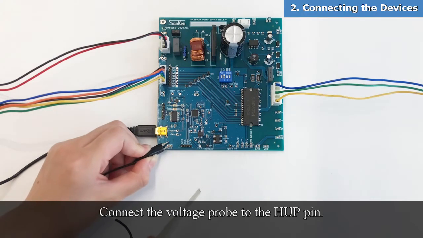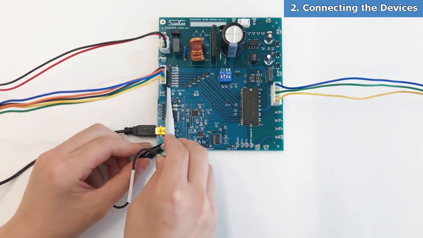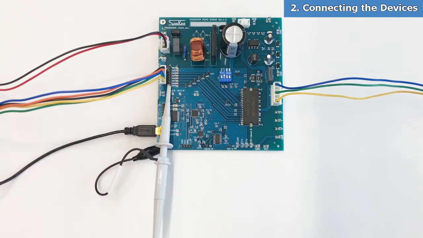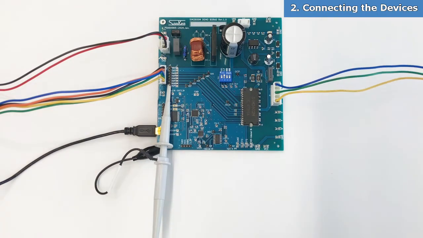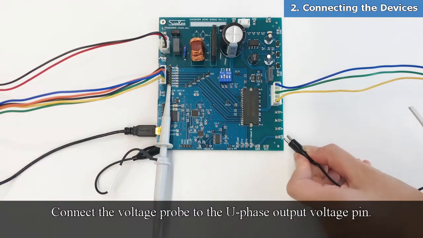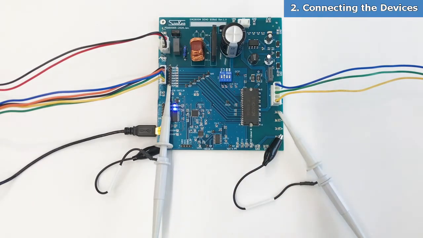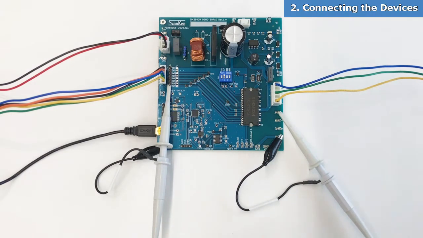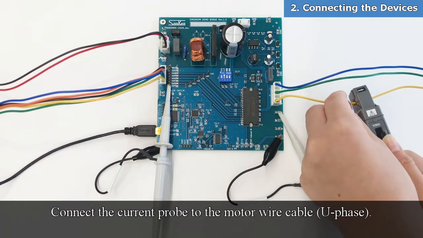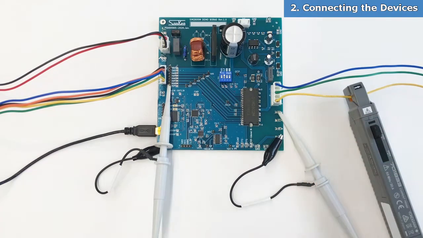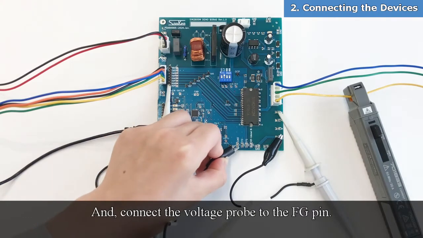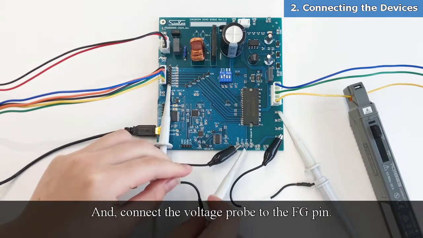Connect the voltage probe to the HUP pin. Connect the voltage probe to the U-phase output voltage pin. Connect the current probe to the motor wire cable. And, connect the voltage probe to the FG pin.